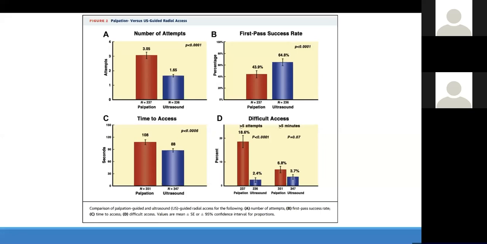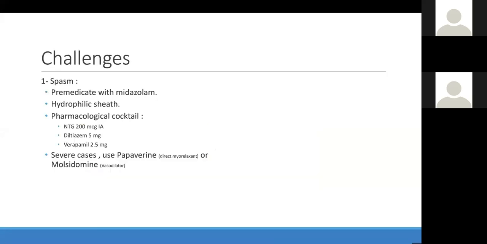And even if you want to convert to femoral, it will be ready, because the standard of care now is that you should not do a puncture in the femoral, although I break the rule sometimes, without ultrasound guidance. Quickly, what are the challenges that will face you, and how to troubleshoot them? Spasm is the most common and the most annoying, especially in females, because they have a smaller artery, and they sometimes have an anxious personality, which exacerbates the spasm.